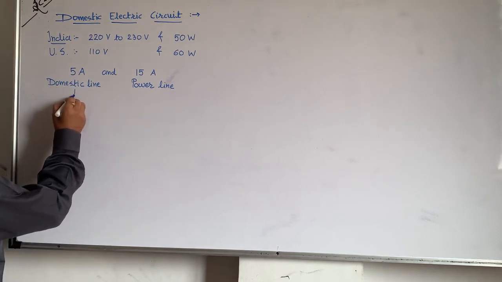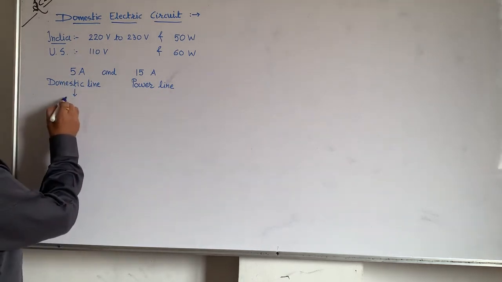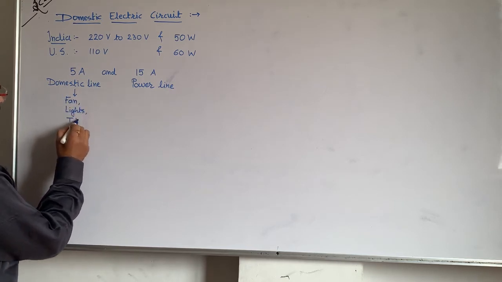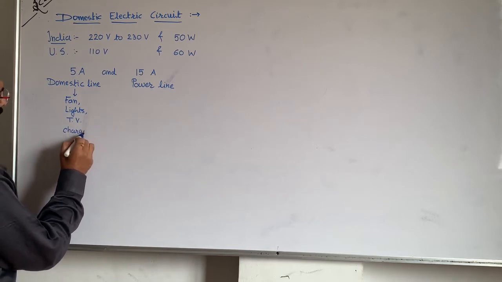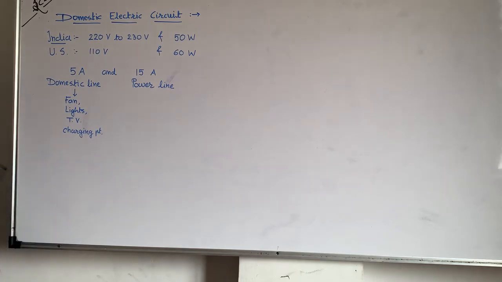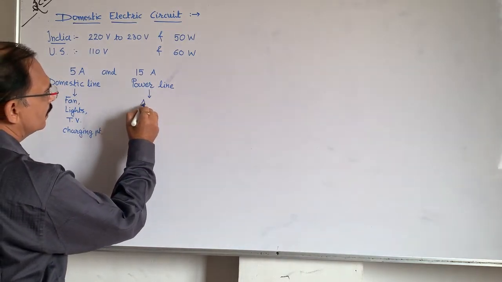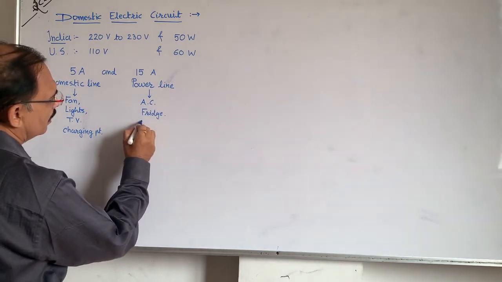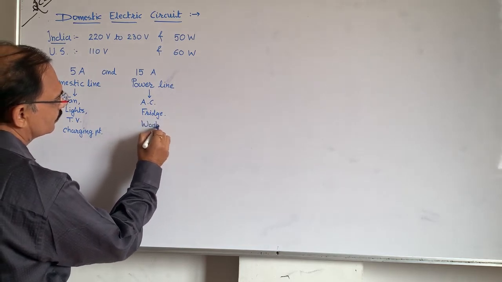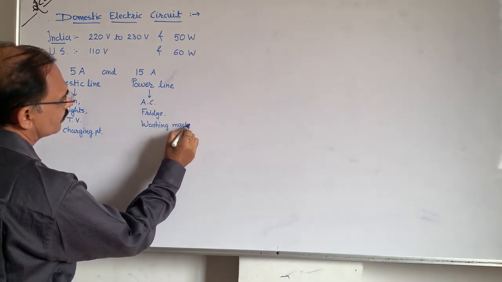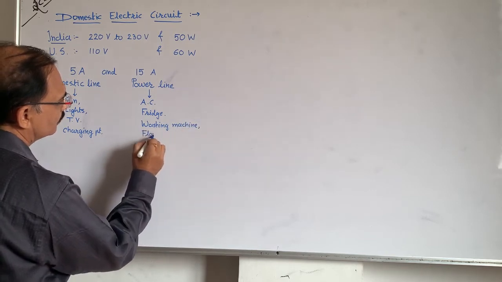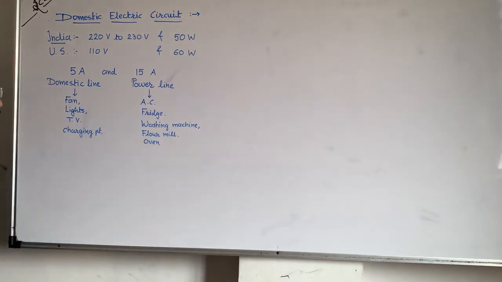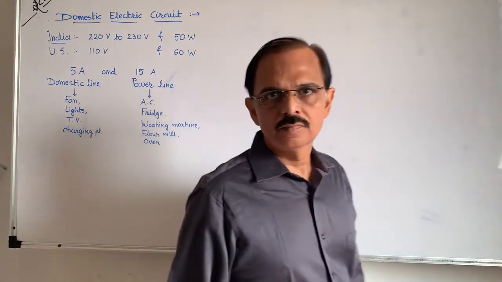On this 5 ampere domestic line, we can run fans, lights, TV, charging points, etc. Whereas on the power line, AC, refrigerator, portable fridge, washing machine, flour mill, microwave oven, this type of appliances can run. This is the basic information.